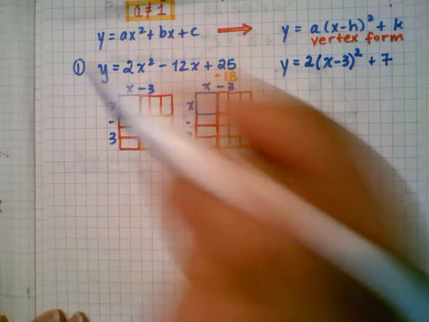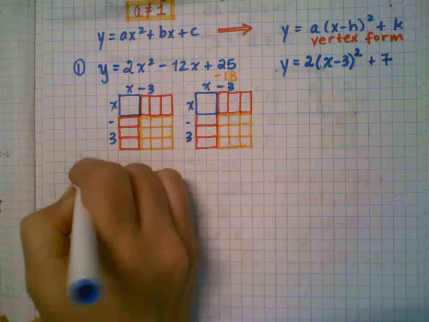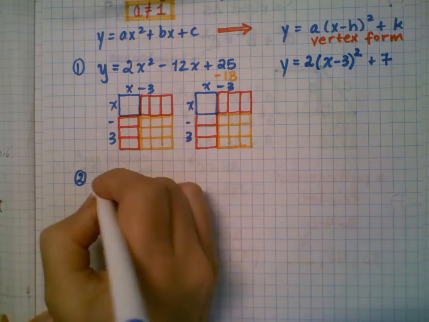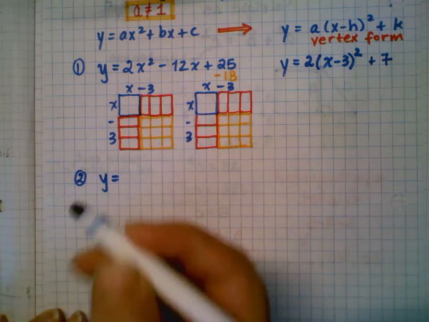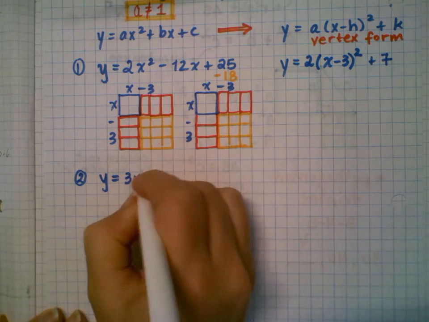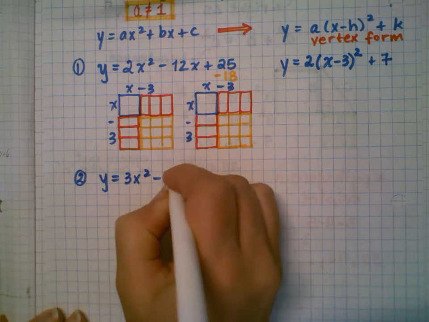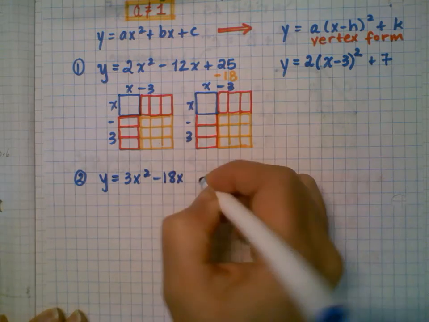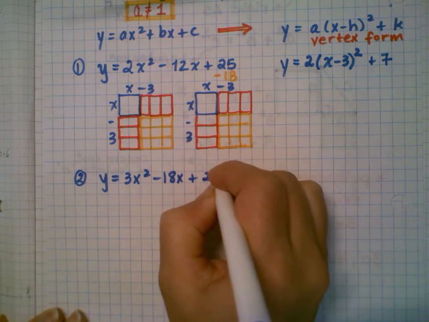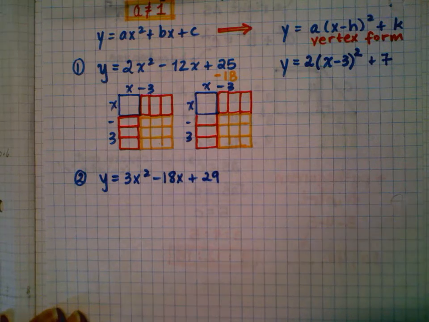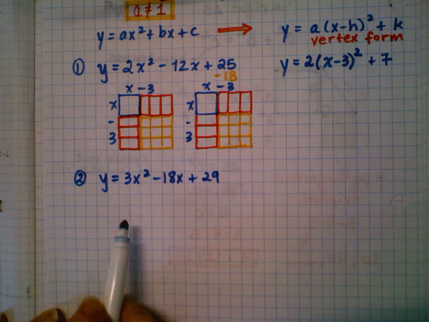Okay, that was one. Let's look at another one. This one is leading coefficient of 3. Okay, 3x squared minus 18x plus 29.